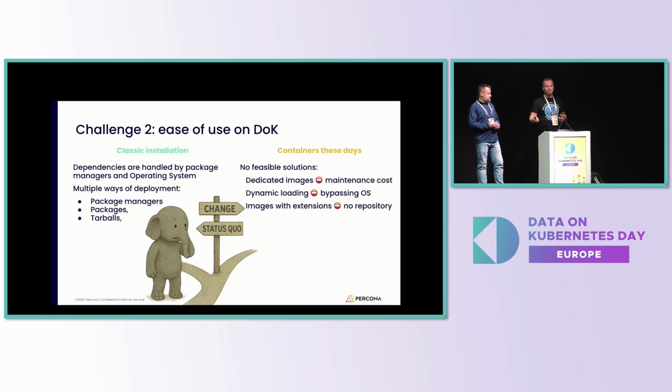So you can go with the dynamic loading that is out there, and that's, well, a bit bypassing the operating system. And there is definitely a way to go with images with extensions without a repository. My buddy here is going to go over these in a bit more detail for you.